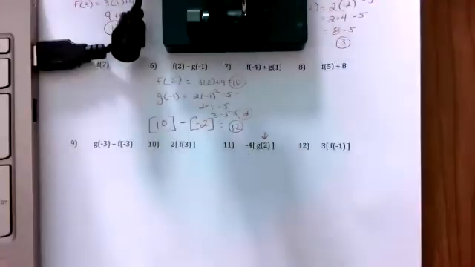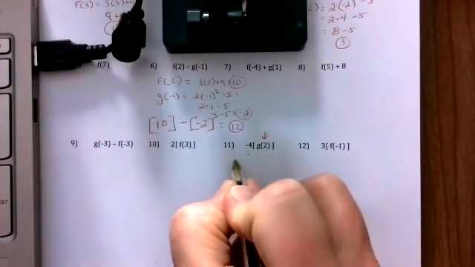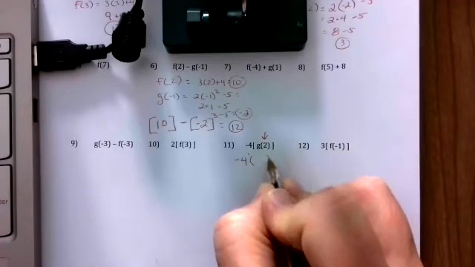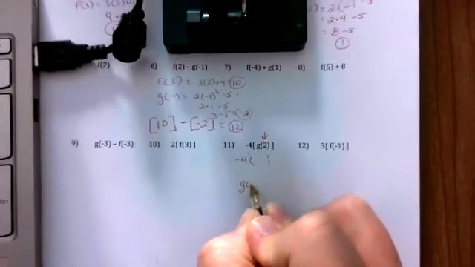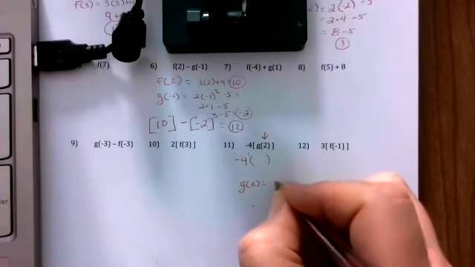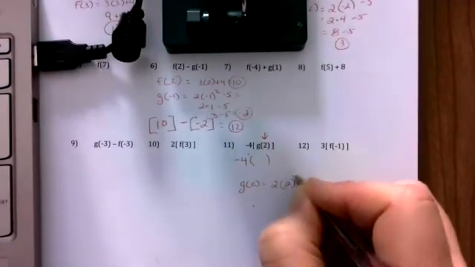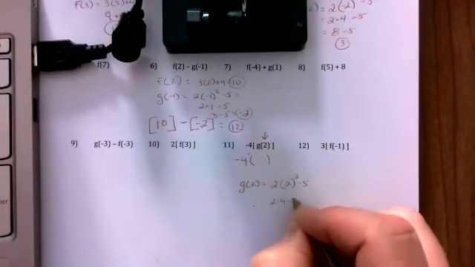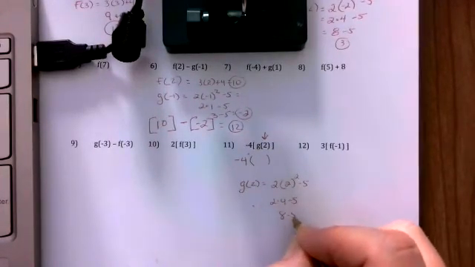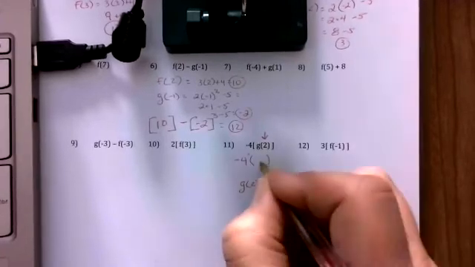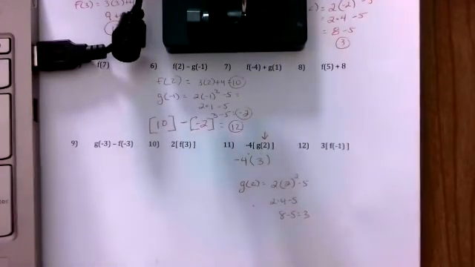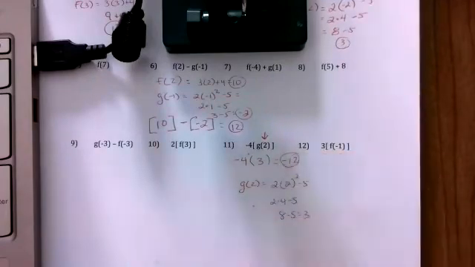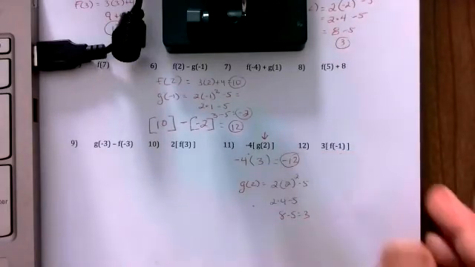Okay. So down here, I'm just going to go negative 4, and then now I got to figure out this g of 2. So g of 2 is going to be 2 times 2 squared minus 5, which is 2 times 4 minus 5, which again is 3. So I'm going to put the 3 in here for g of 2, and I'm just going to multiply it by -4. So my answer for number 11 is -12. That's basically all we were doing.